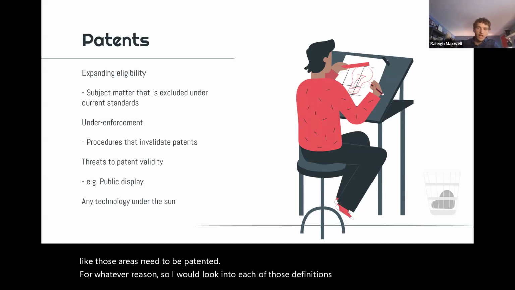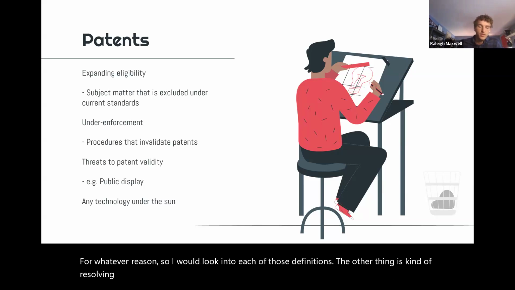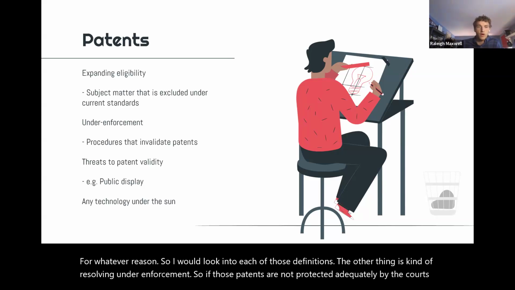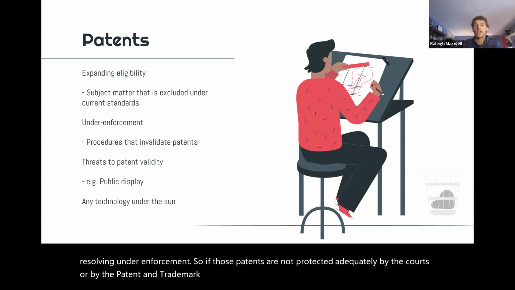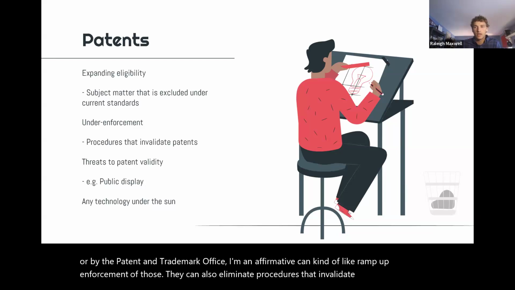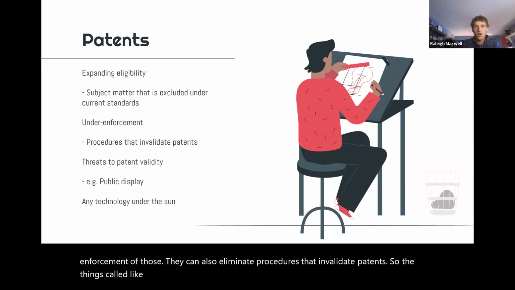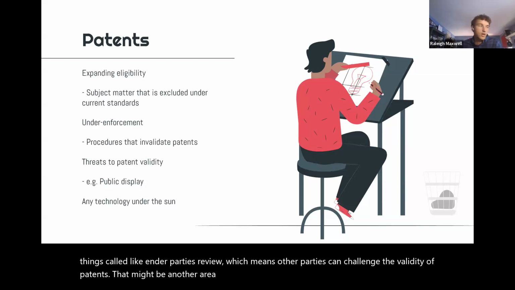The other thing is resolving under enforcement. So if those patents are not protected adequately by the courts or by the Patent and Trademark Office, an affirmative can ramp up enforcement of those. They can also eliminate procedures that invalidate patents, like inter partes review, which means other parties can challenge the validity of patents. That might be another area for affirmative ground.